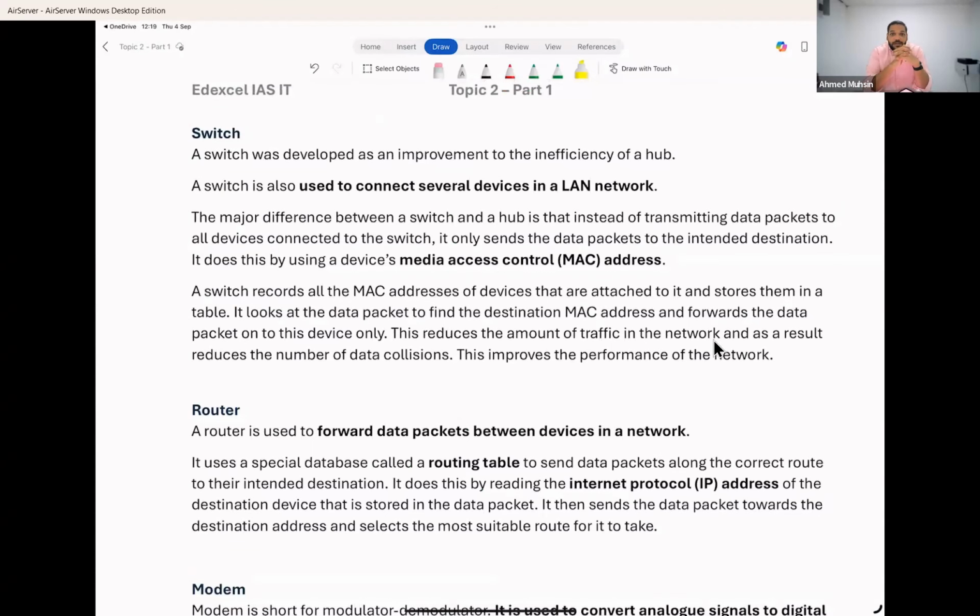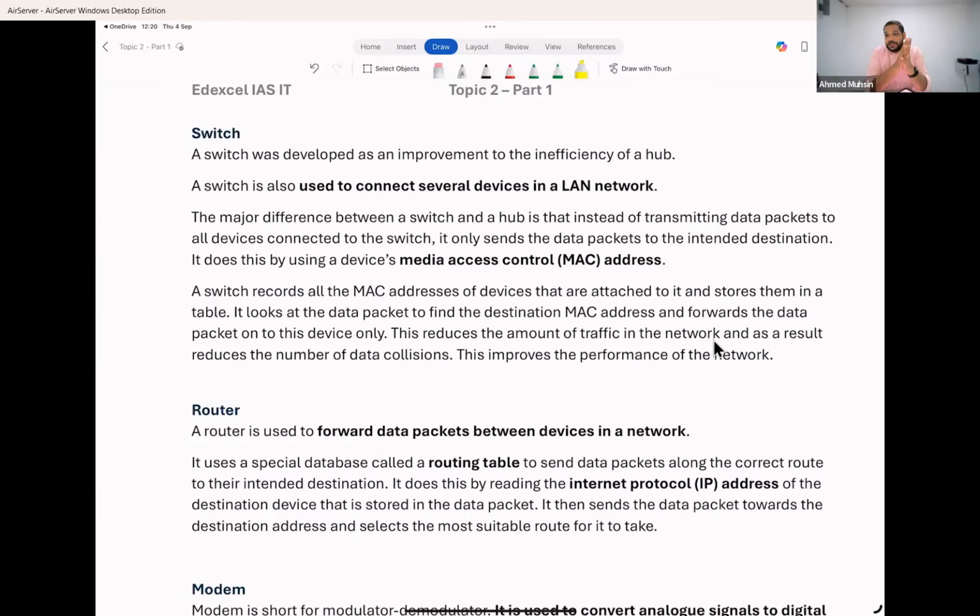A switch was developed as an improvement. Interesting. They are saying the switch is better than the hub. Let's see how. Due to what was the inefficiency in the hub? Data collisions, because the hub is sending data to every device, whether they want it or not. And then devices have to manually say, these packets are not for us. A lot of inefficiency was happening in the hub.